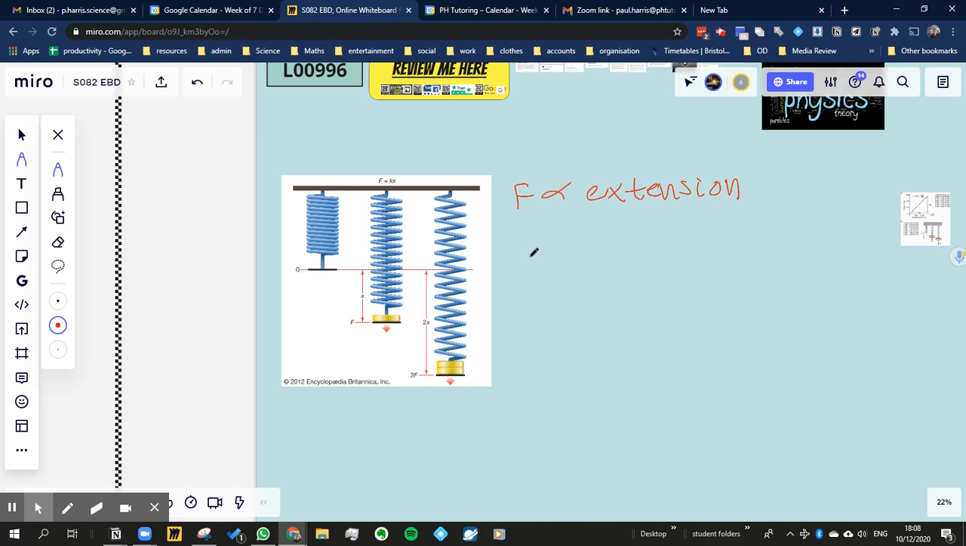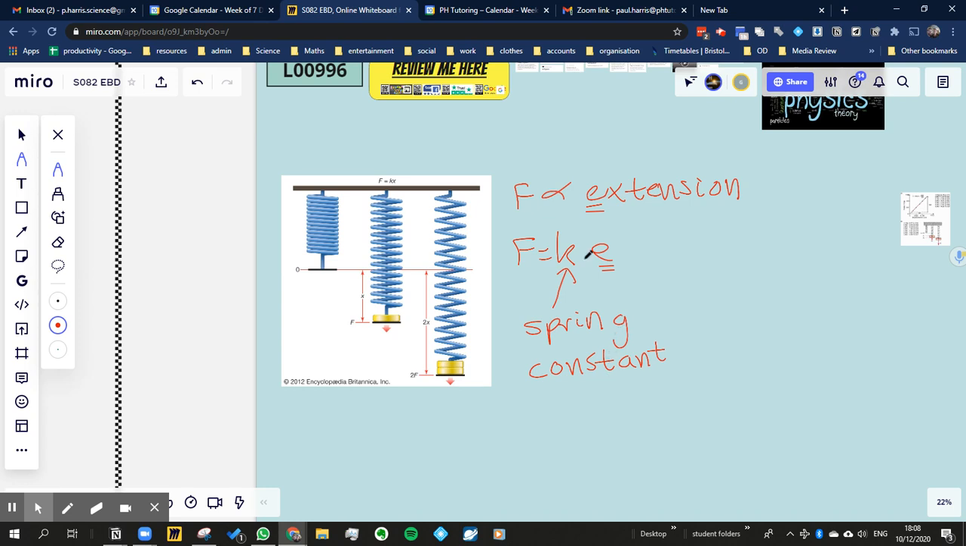Okay. Now, we can also write it as F is equal to K times X, and this K is what we call the spring constant. Now, actually, often they write X, but I think at GCSE you tend to write E for extension. So the E is extension, and the K is the spring constant.